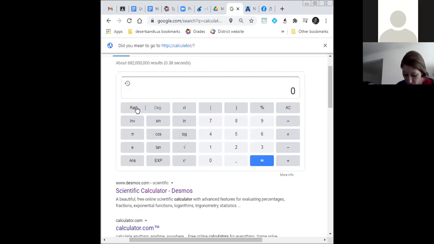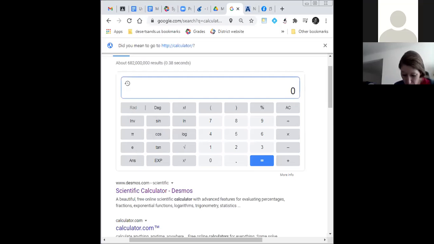So what this tells me right now is that the calculator is looking for radians. So what you have to do is tell the calculator, okay, I'm going to give you degrees. Click on degrees and notice how degrees get darker and radians get dark gray. Make sure you're in degrees or else your answer will be wrong.